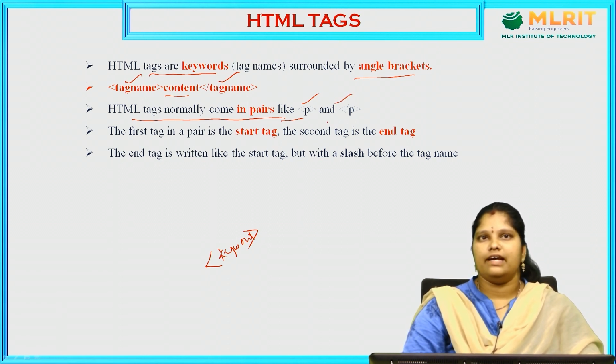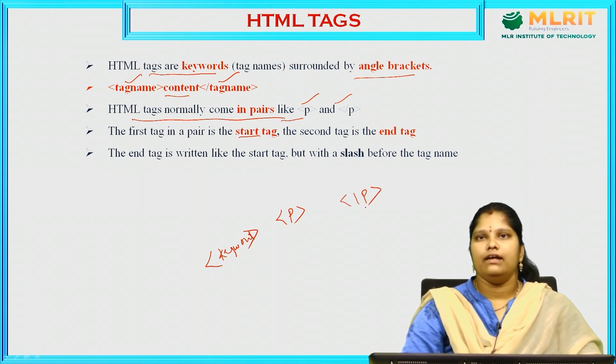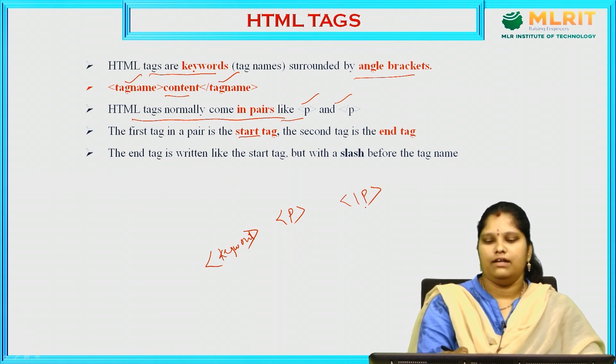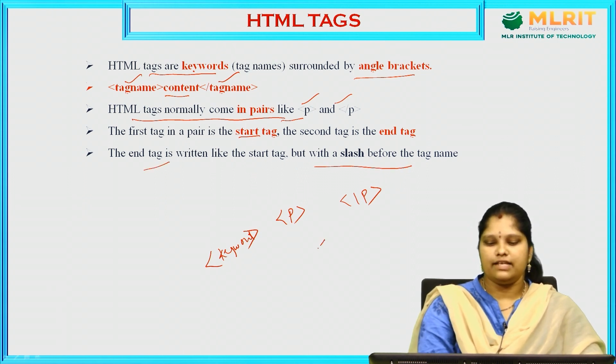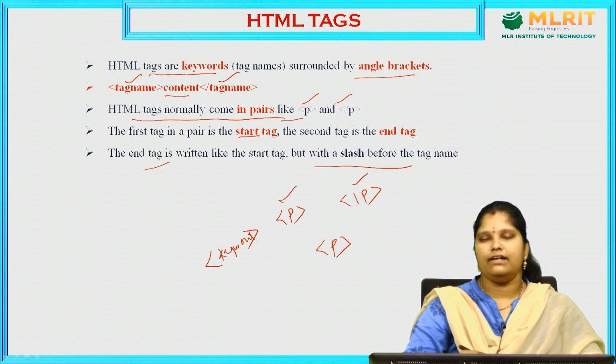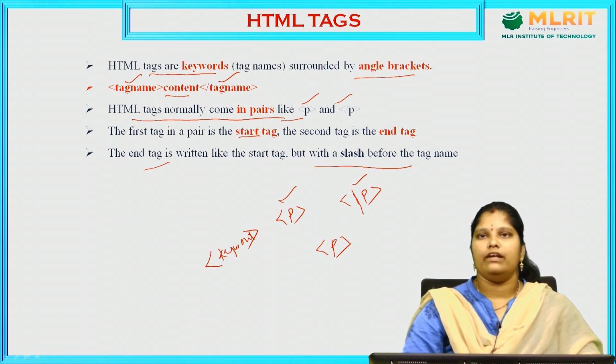And the next point is that the first tag in a pair is the starting tag, right. This is the starting tag and the second tag is the ending tag, right. The end tag is written like the starting tag but with a slash before the tag name. Here the P paragraph tag is there, and the end tag is also written the same way, but for identifying the end tag we need to use a slash, right? Like this we need to create the tags.